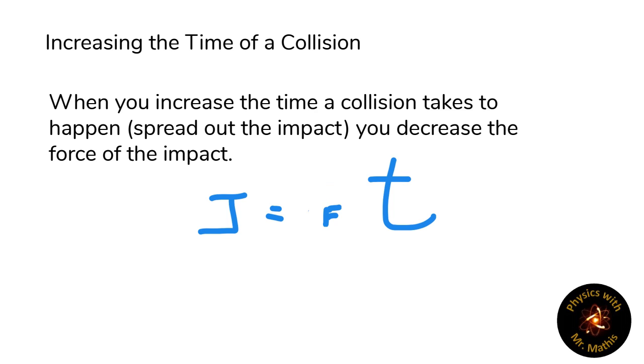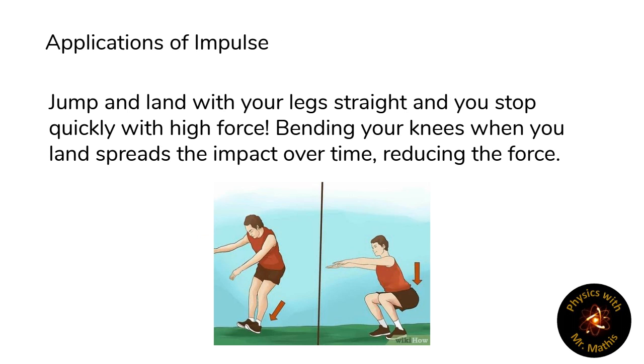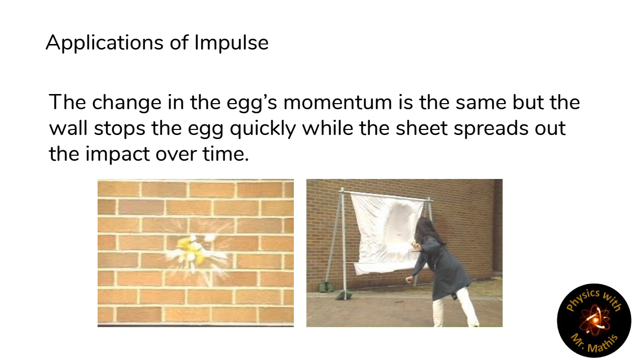If we make the time of a collision very small, then the force of the collision has to become very large. You can test this idea right where you are. If you jump in the air and land with your legs straight, you're really going to feel the impact because you're stopping quickly and there's a high force. On the other hand, if you bend your knees when you land, you're spreading your impact with the ground out over a longer time, which reduces the force and hurts your knees less.